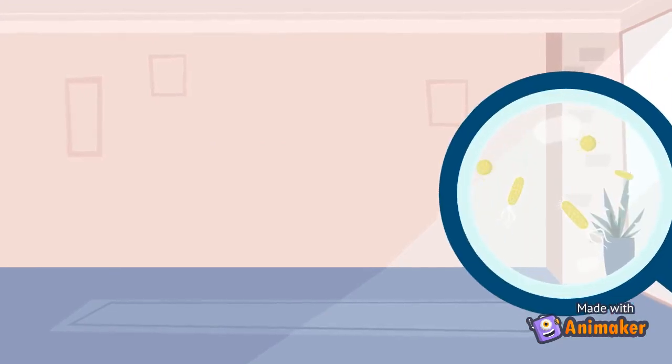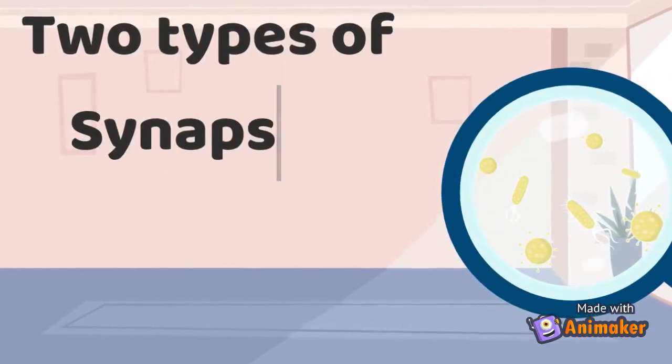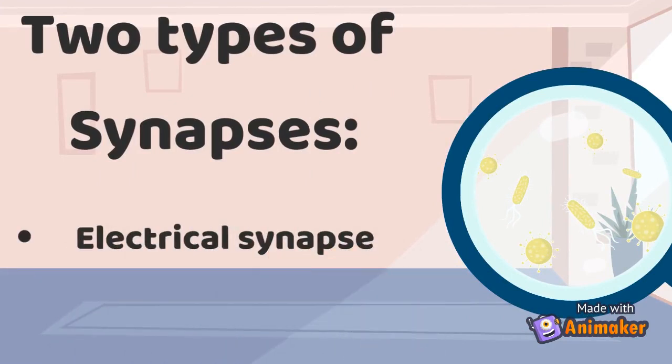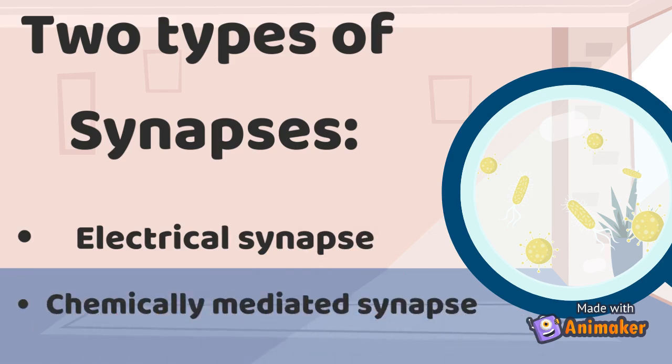Nerve impulses are transmitted in two types of synapses. First is the electrical synapse. It is characterized by channels that conduct impulses. Second is the chemically mediated synapse. It always transmits signals.